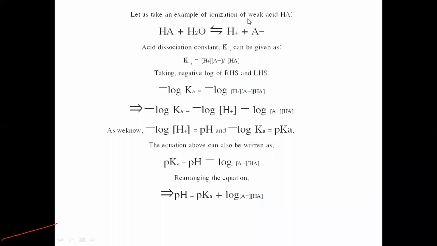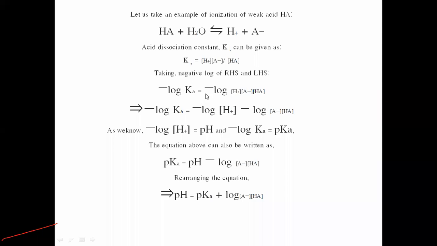So let us take an example of ionization of weak acid HA. So this weak acid HA, when it is dissolved in water, will partially dissociate into its ions, H plus ion and A minus ions. Now, the acid dissociation constant, that is Ka, can be written as the concentration of H plus ion multiplied by the concentration of A minus ion, that is the dissociated ions, divided by the concentration of HA, which we have taken for the reaction mixture.